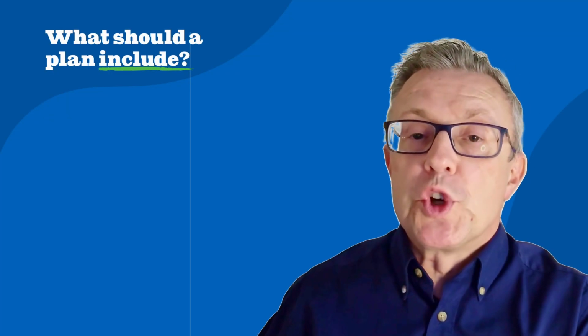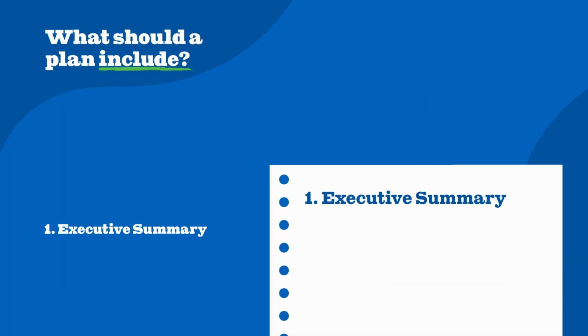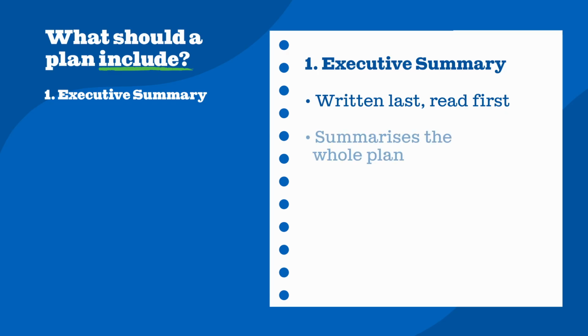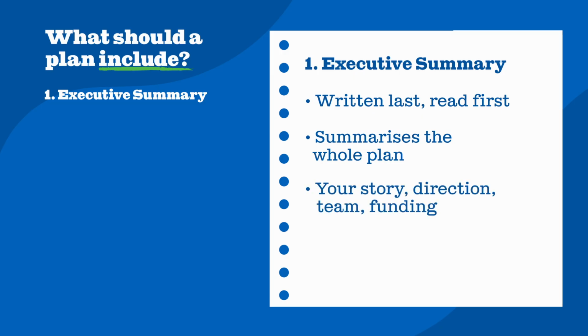So the big question is, what should be included within a plan? The first section is the executive summary, section 1. It may be the first section, but it's the last one you would complete. The executive summary should summarise the business plan in a targeted 1 page. It should explain your story, where you're going, the team that will support you, and the funding you need. Overall, it needs the passion to ensure the reader will read on.